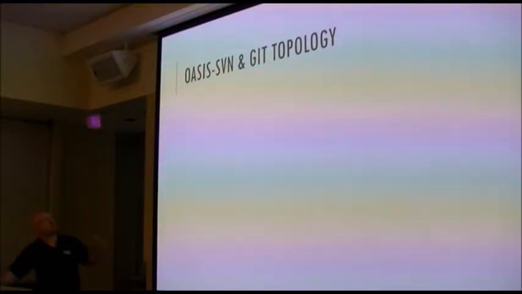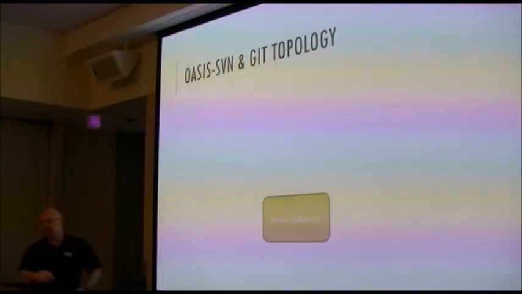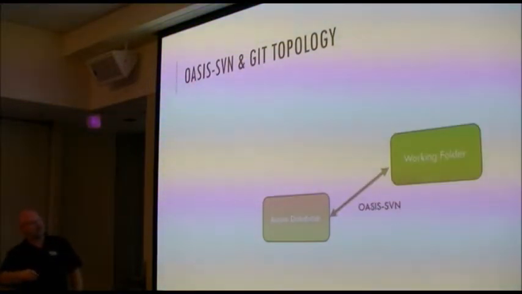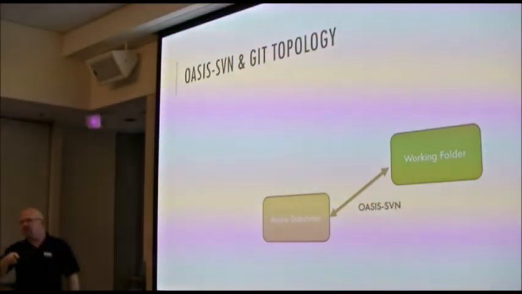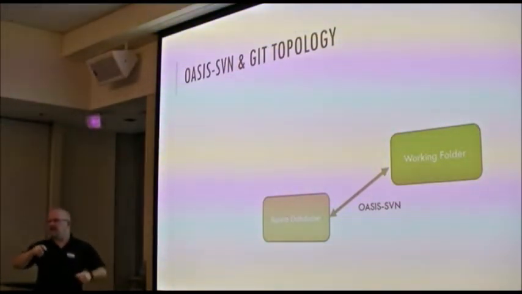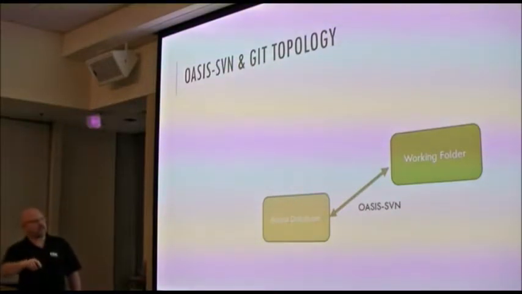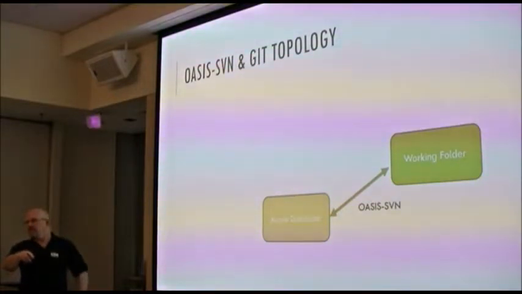So before we jump in, I'll show a quick topology of how things work. So here's the Access database that we all know and love. And there's a concept of a working folder, a working directory, and that's what OASIS does. OASIS is an add-in that sits there, and it basically manages taking the data here and putting it out here. So if you've ever looked at Visual Studio and said open in File Explorer, and it's all these files and folders and stuff like that, that's the working folder.